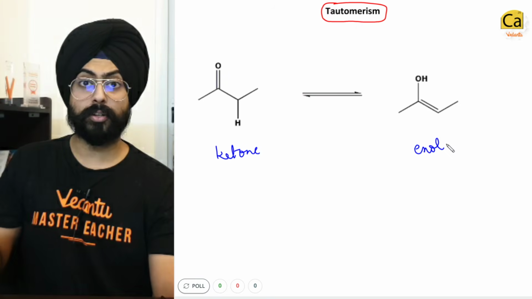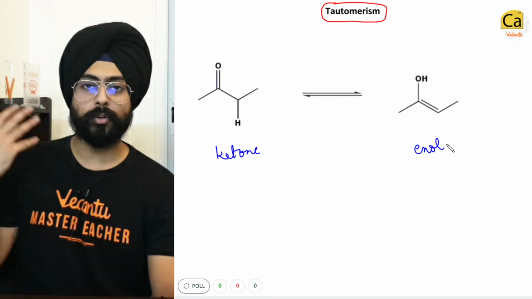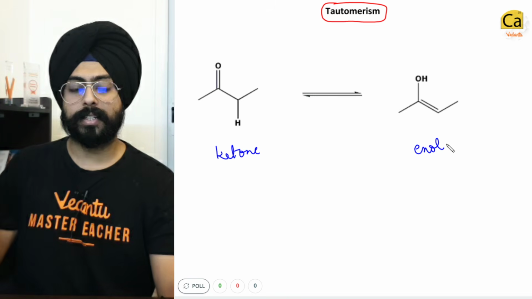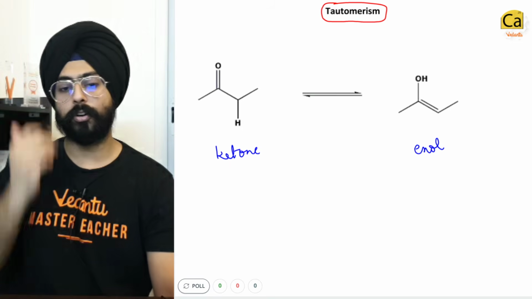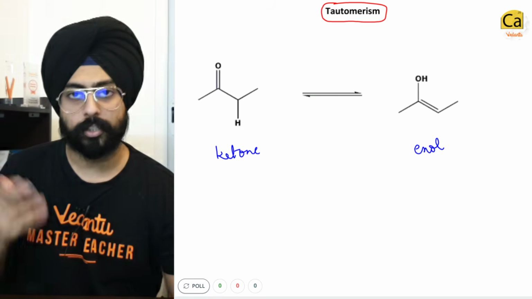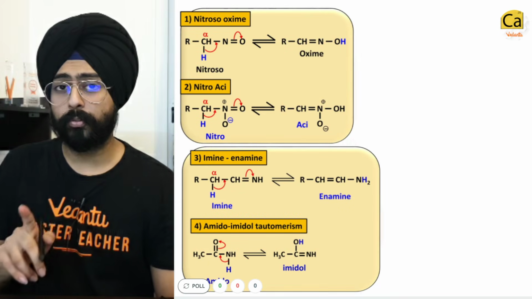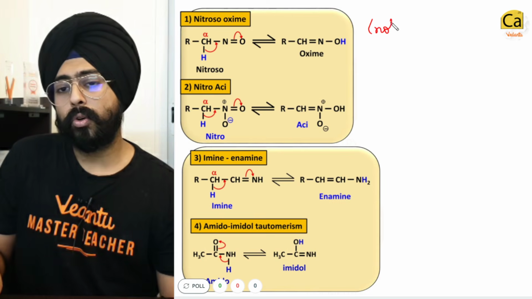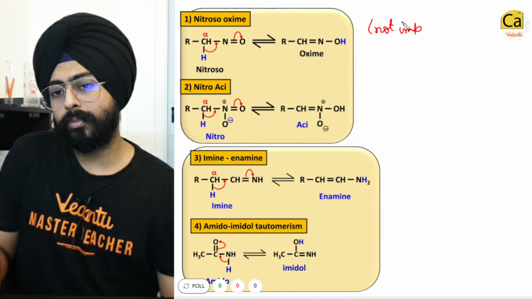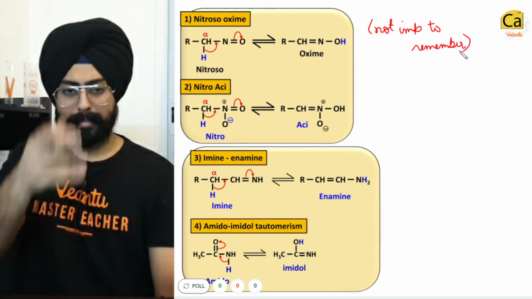The mechanism of keto-enol tautomerism, we can discuss that in aldehydes and ketones chapter. We've already discussed that someday, so you can go back and watch the classes or revise your chapters from wherever you want, in case you want to know the mechanism of this. That is just one form of tautomerism. Other forms of tautomerism also exist. These are not important to remember. Okay, it's not important to remember these.